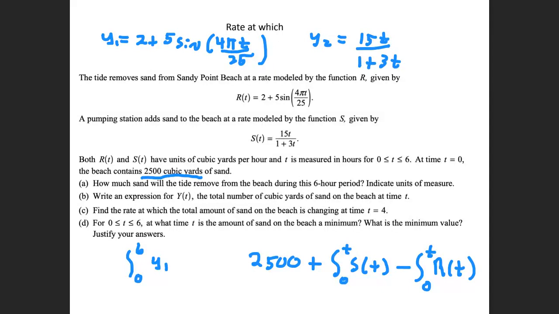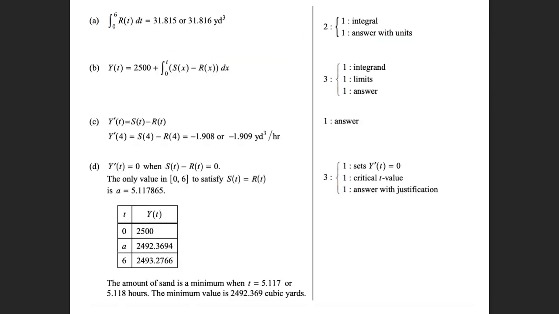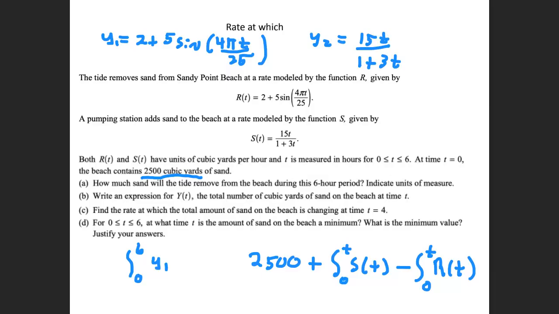The integral really tells me how much is going to be there, right? So the integral will always tell us how much is going to be on that beach. So y sub t is equal to 2,500 plus the integral from 0 to t of s of x minus r sub x. Now, you could have written this as, remember, you can break integrals up. So I could have just put this, which is perfectly fine right here.